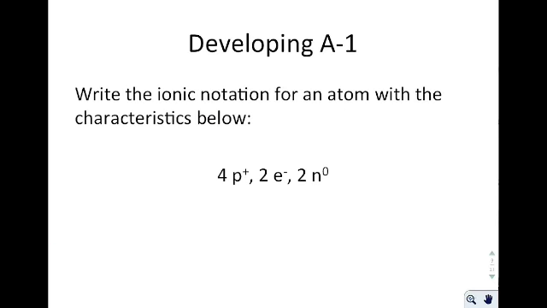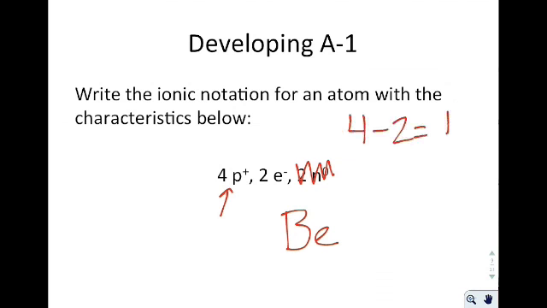So the first thing we want to do is write the ionic notation for an atom with the following characteristics. The first thing you should realize is that when we're talking about ionic notation, this does not matter whatsoever. So the first thing we do is say I've got 4 protons. I need to identify that particular element, which is beryllium, because the atomic number is 4. The next thing I do is always protons minus electrons. In this case, it's a positive number, so I would put Be2 plus, and that would be my answer.